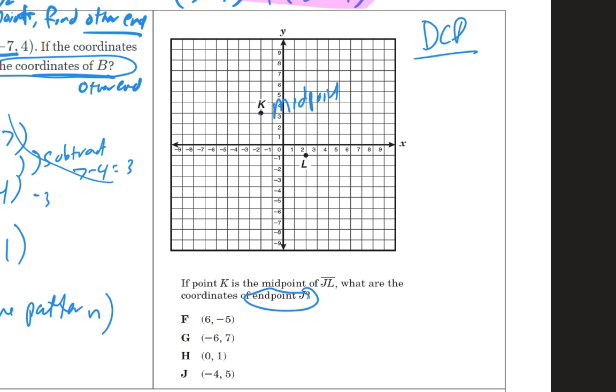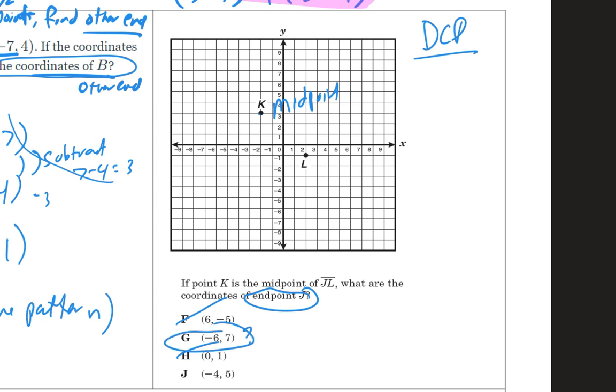So F says 6 comma negative 5. That would be down there, right? That can't be correct. G would say negative 6 comma 7. That might be right. Okay, what about H? H is 0, 1. No, that's wrong. And then what about J? Negative 4 comma 5 would be right here. Does that make sense if that's the middle? No. So G has to be the correct answer.